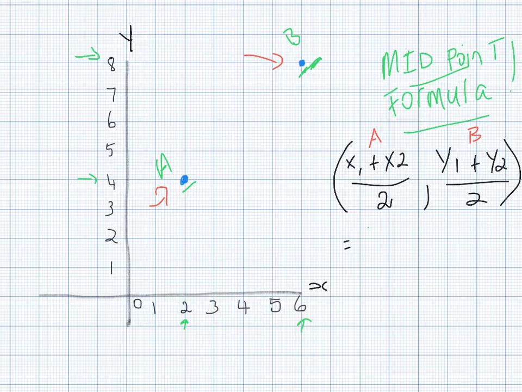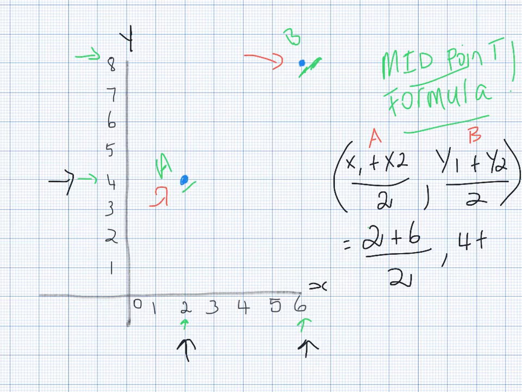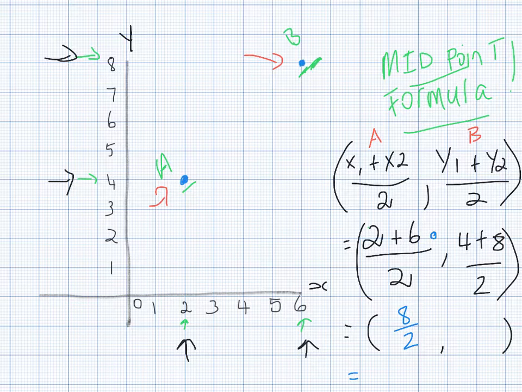So let's have a look. x1 is here, it's 2. x2 is here, which is 6, divided by 2. y1 is here, so that is 4, plus here, which is our 8, divided by 2. Okay, so what do we have? 2 plus 6 is 8 divided by 2. So we have 8 divided by 2, which equals 4. Over here now, 4 plus 8 is 12 divided by 2. So 12 divided by 2 is 6.